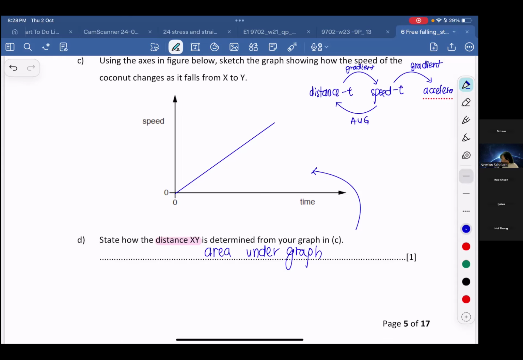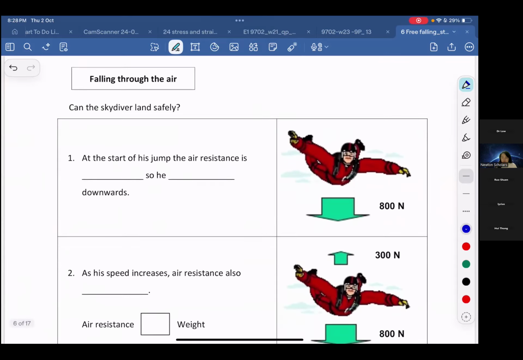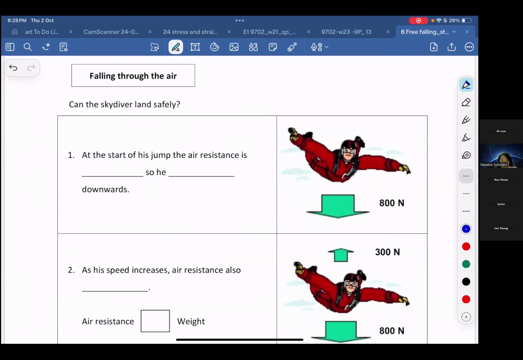Okay, boys and girls, before we proceed to page number 6, we rest for 1 minute. I am going to the toilet for a short while, 1 minute.